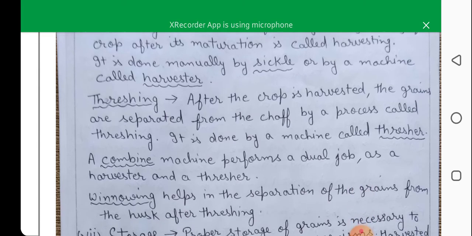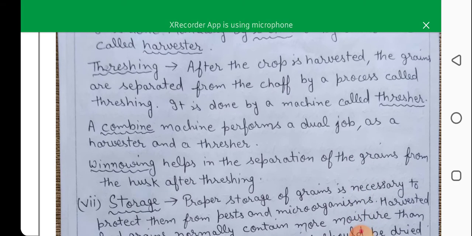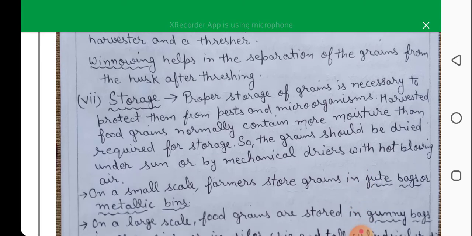Next is threshing. After the crop is harvested, the grains are separated from the chaff by the process called threshing. It is done by a machine called the thresher. A combined machine performs the dual job as a harvester and a thresher. Winnowing helps in the separation of grains from the husk after threshing.